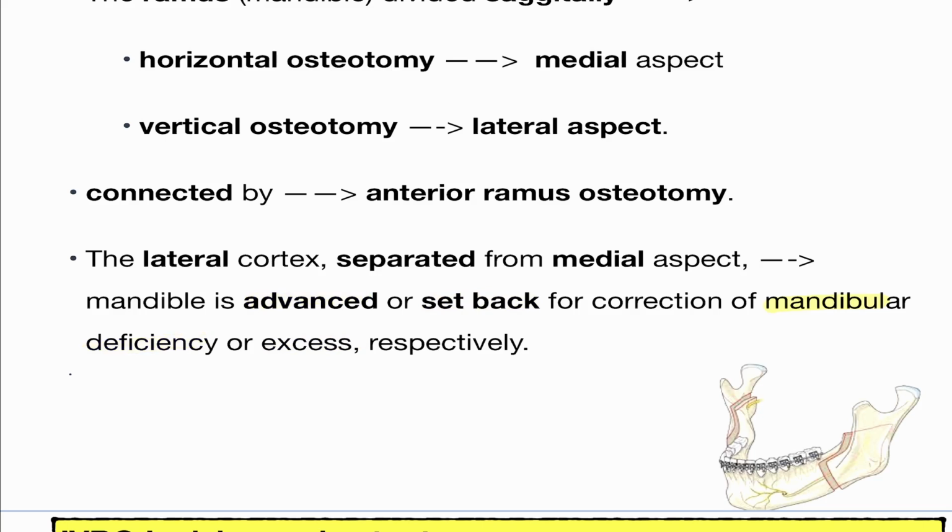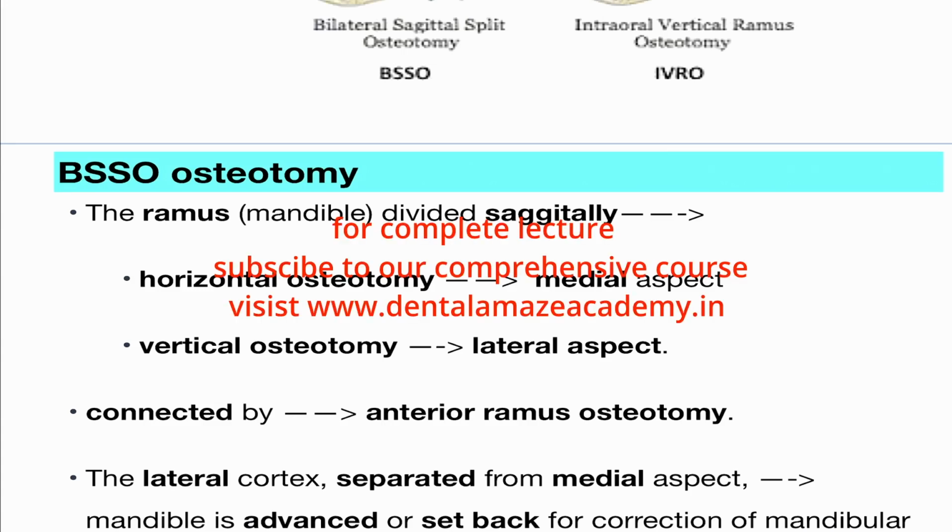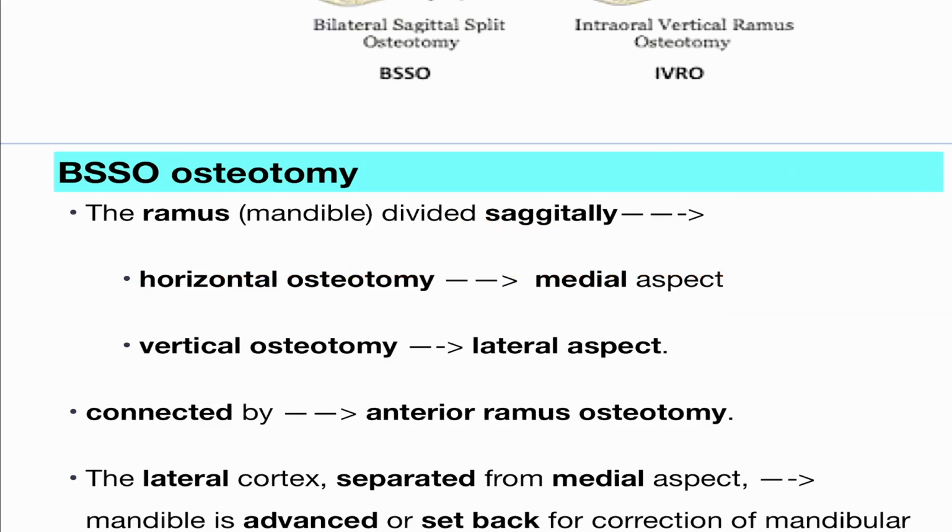So this is basically the osteotomy. It's the most commonly used surgical technique for the mandible. It's for lateral asymmetry corrections, for anteroposterior corrections, everything. And when this BSSO is not feasible, then you go for other surgeries like IVRO mostly. And there are some specific indications for other procedures also.